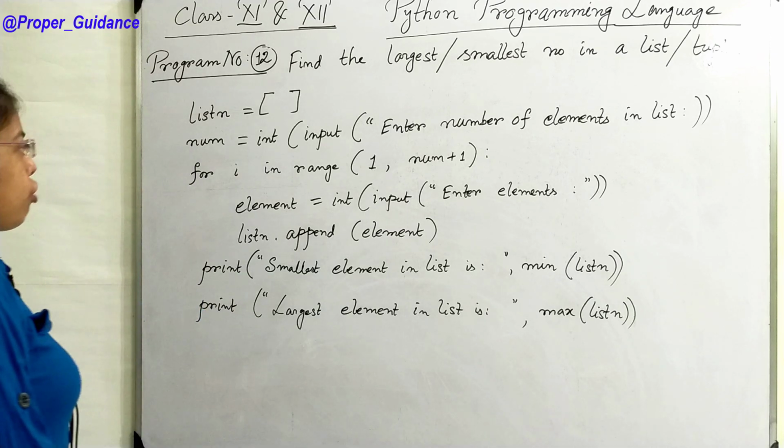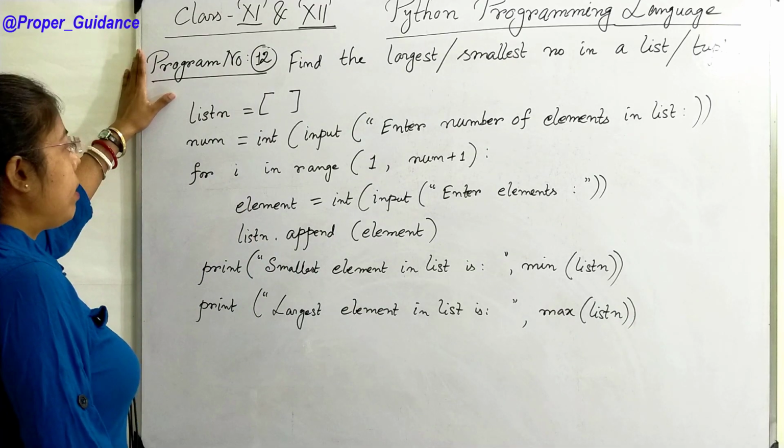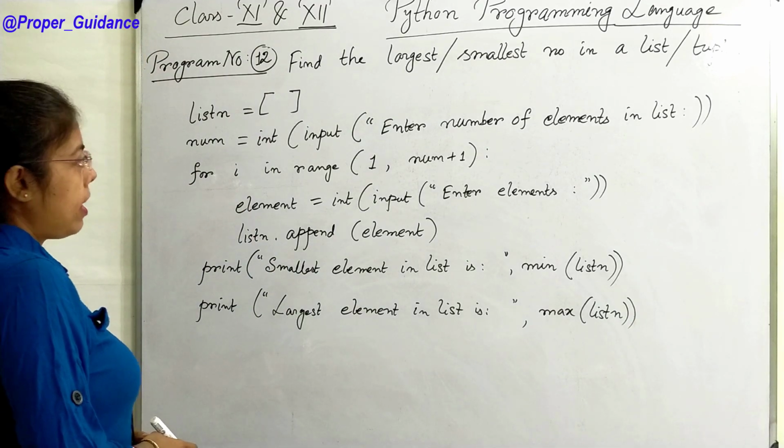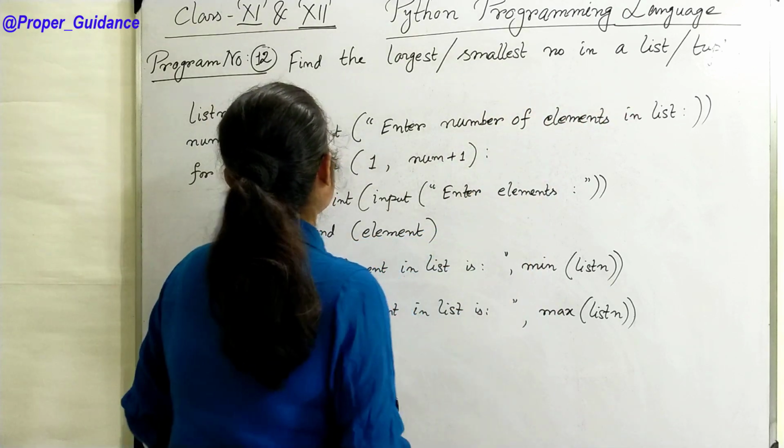Today we will learn about list and tuple. Program number 12, and the program is given like that. Find the largest or smallest number in a list or tuple.